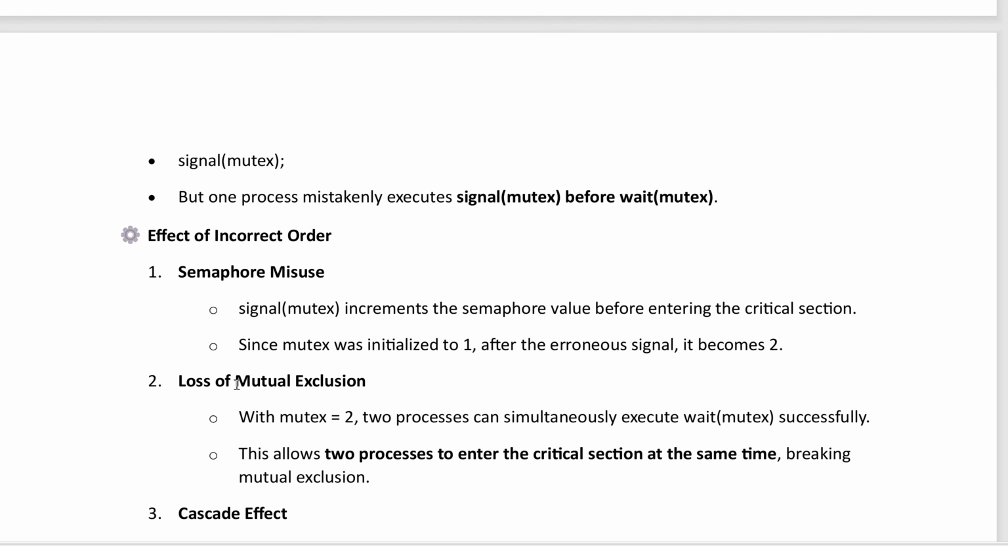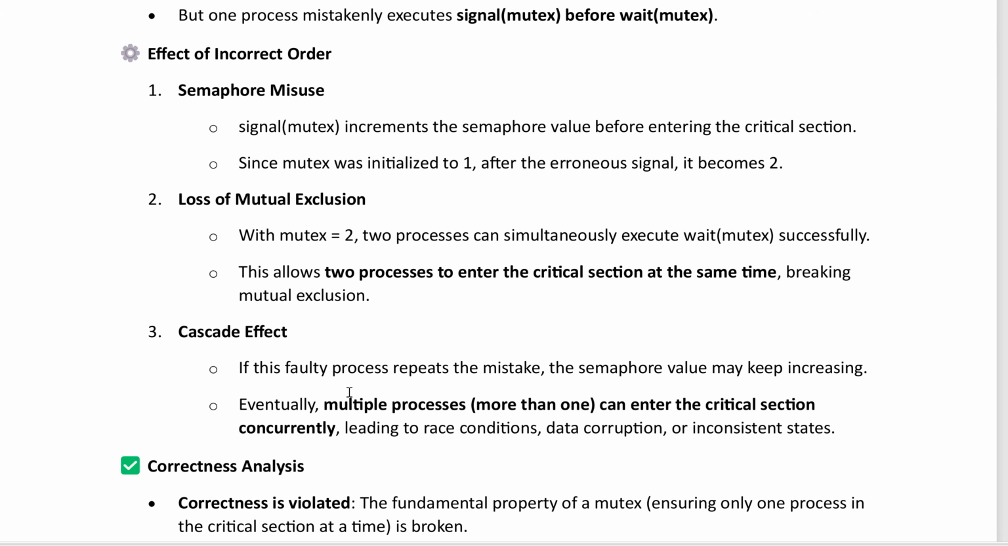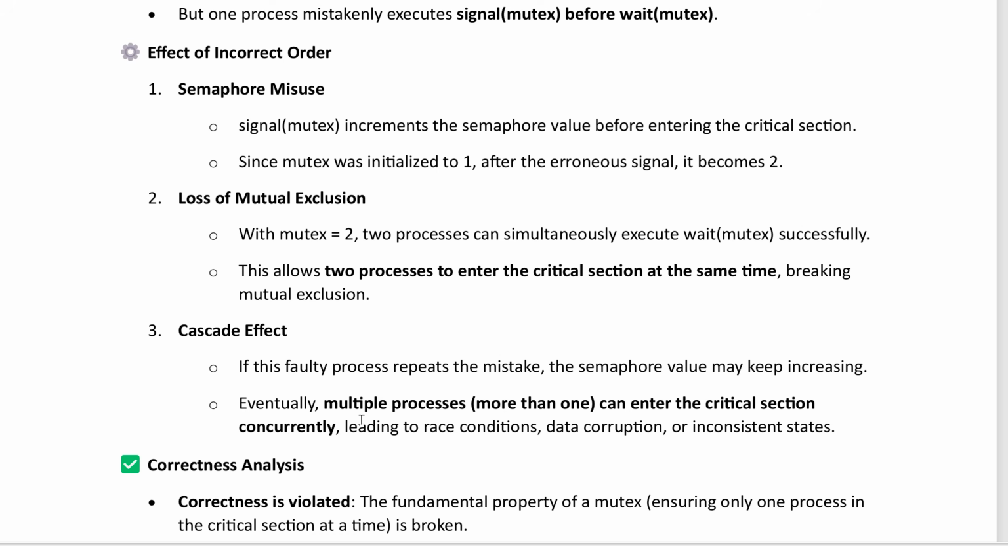So second is loss of mutual exclusion. With mutex value of 2, two processes can simultaneously execute in the critical section. And this allows two processes to enter the critical section at the same time. So the mutual exclusion is violated. Cascade effect. If this faulty process repeats the mistake, the semaphore value may keep increasing. Eventually, more than one process can enter the critical section concurrently, leading to race condition, data corruption, or inconsistent state.